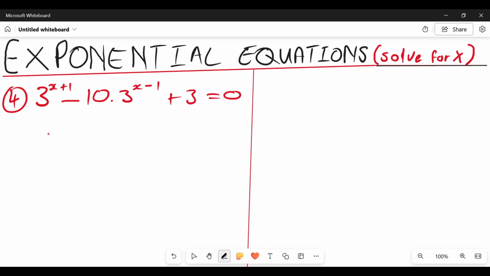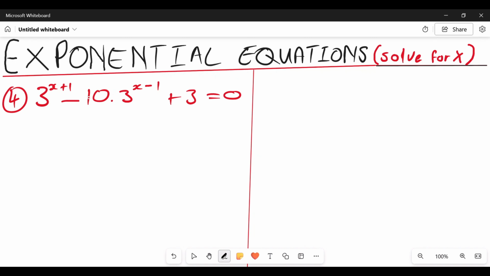Now we have the following equation here. As you can see, it has three terms here, guys. We have 3 to the power of x plus 1 minus 10 multiplied by 3 to the power of x minus 1 plus 3. All this is equaling to 0. Now, these 3s that you see here, they are the bases, guys. And this negative 10 here is multiplying with the 3 that has an exponent of x minus 1.